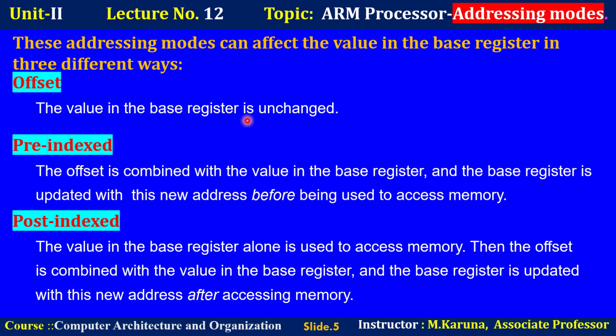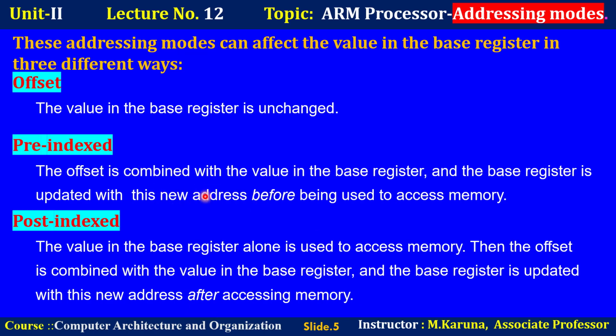Offset: the value in the base register is unchanged. Pre-indexed and post-indexed addressing modes. In pre-indexed, the offset is combined with the value in the base register and the base register is updated with this new address before being used to access memory. In post-indexed, the value in the base register alone is used to access memory. Then the offset is combined with the value in the base register and the base register is updated with this new address after accessing memory.